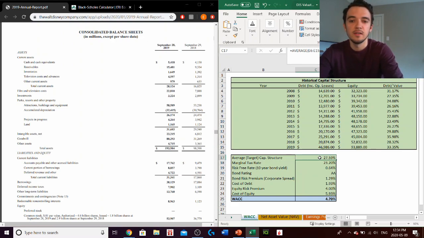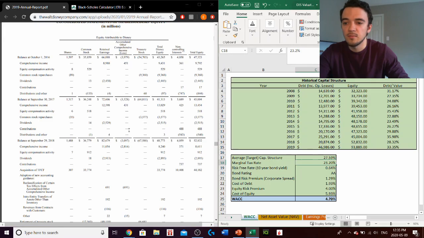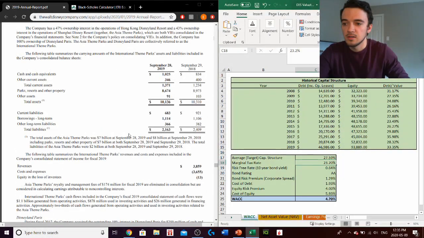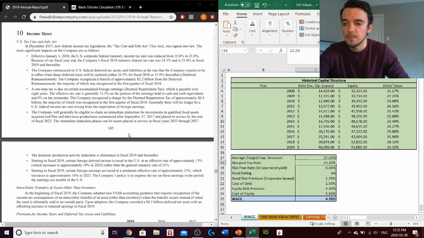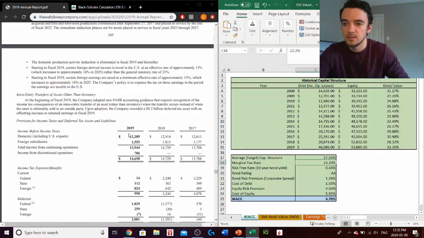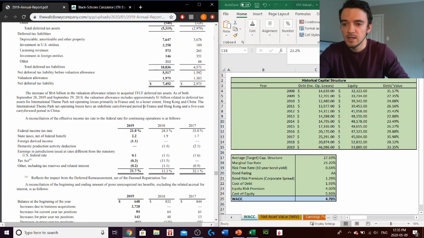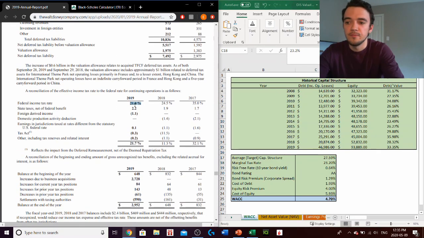So this is going to be the capital structure that we're going to assume the company will continue to operate with. Next, we have the marginal tax rate, which is 23.2%, which was 21%, which is the federal income tax rate, plus 2.2%, which was the state income tax rate. And I was able to get that from the income taxes portion of this. So right here, we're able to see that the income tax rate was 21%, and they actually list it down here. So we have 21% federal income tax rate plus 2.2% the state income tax.